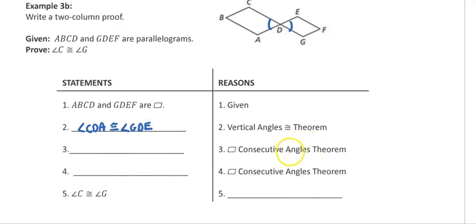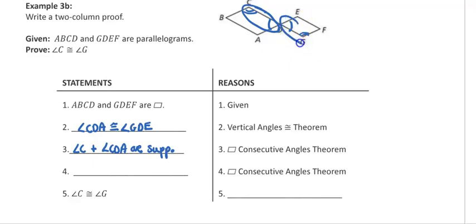Now they're asking us to use the consecutive angles theorem. The consecutive angles theorem said that in a parallelogram, any two consecutive angles are supplementary. So if I am trying to prove something with C right here and G, that's what I'm going for, I probably want to use those two angles. So first I'm going to say that these two angles are supplementary. So I'm going to say that angle C and angle CDA are supplementary because that's what the consecutive angles theorem says. It says if it is a parallelogram, consecutive angles are supplementary.